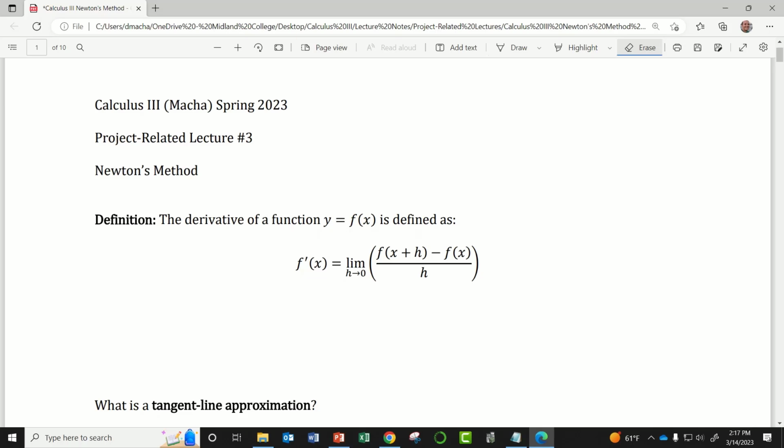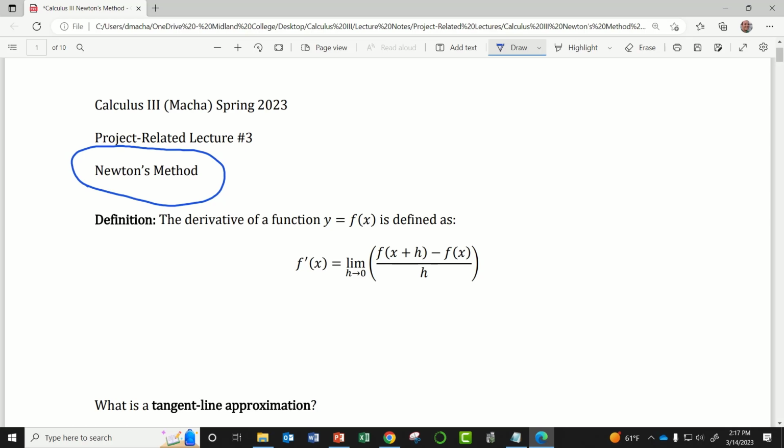Alright, in this video we're going to talk quite a bit about Newton's method. And so maybe the first part of this video is going to just be reminders from Calculus 1 about how Newton's method works. And then maybe by the end of this video you'll learn something new that will apply to our project this semester.